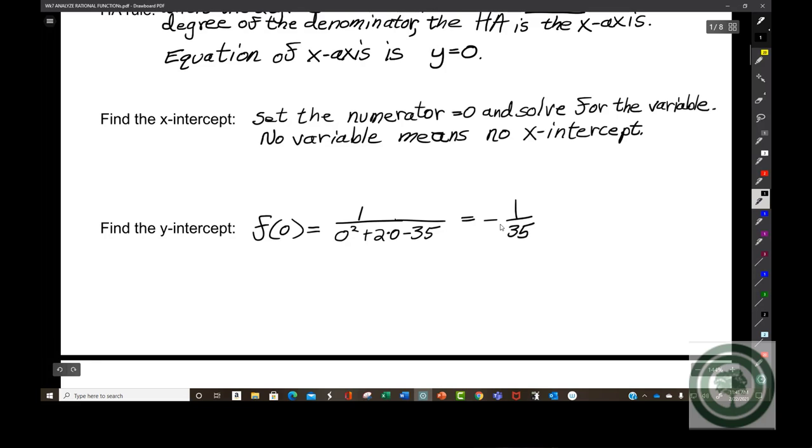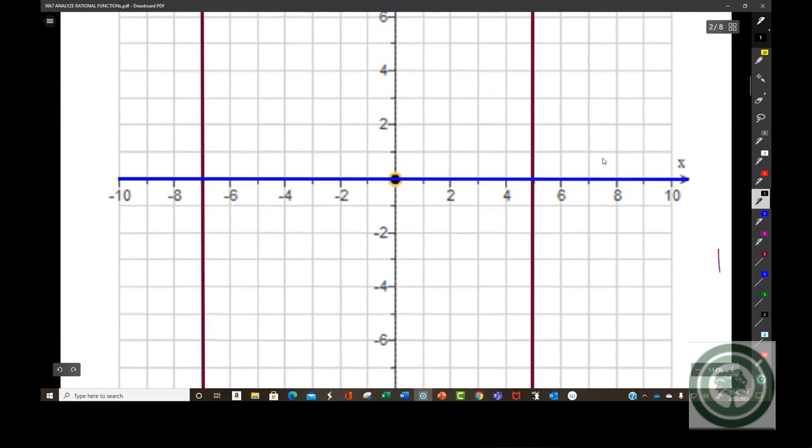But that's not the answer. Remember, x-intercepts and y-intercepts are points, so they have to be written as ordered pairs. I let x equal 0, so I have to put a 0 in for x. And then negative 1 over 35 is your y-intercept.